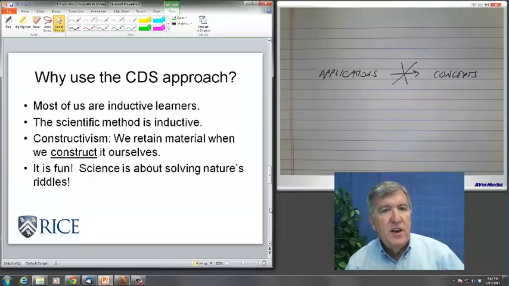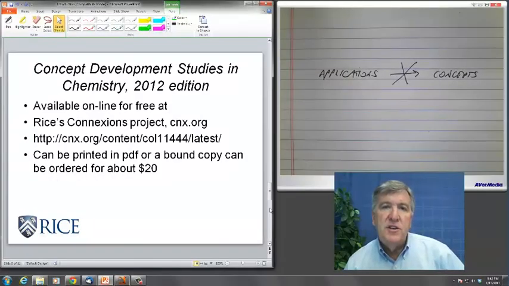So with that understanding, how are we going to do this? The concept development study approach has been developed in detail here at Rice. I've been the lead author on this in a book that we call Chemistry Concept Development Studies in Chemistry. And there's in fact a 2012 recent edition to this. And the good news for you is this book is in fact free. It's available online at Rice's Connexions project, which is cnx.org.